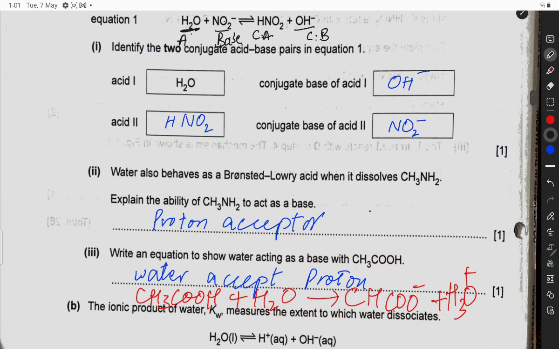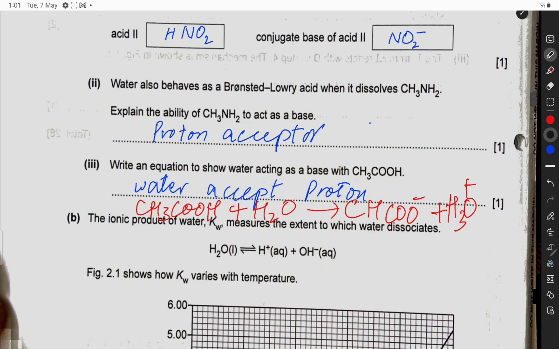Water also behaves as a Bronsted-Lowry acid when it dissolves CH3NH2. Explain the ability of CH3NH2 to act as a base. This is a proton acceptor. Write an equation to show water acting as a base with CH3COOH. Water accepts a proton, so that's why water is acting as a base. So this is the acid and this is water. Ethanoate ions and hydronium ions are formed.